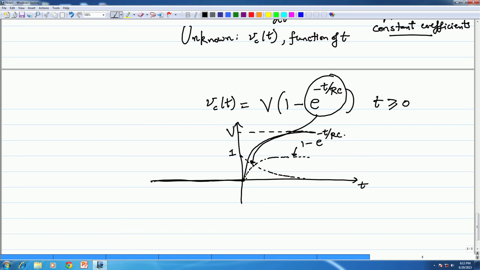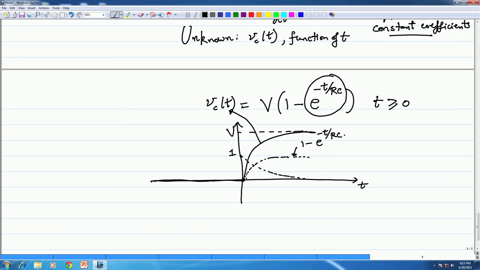Okay. So, it became a little messy. So, maybe I should erase this a little bit and show you how it looks. Okay. So, that is the plot, and you see that this guy is actually Vc of t. It reaches V as t becomes very, very large, and that happens to the capacitor.